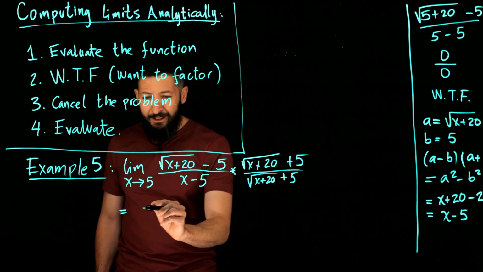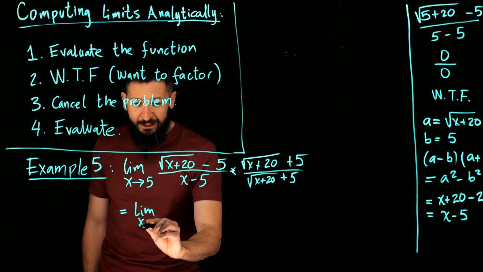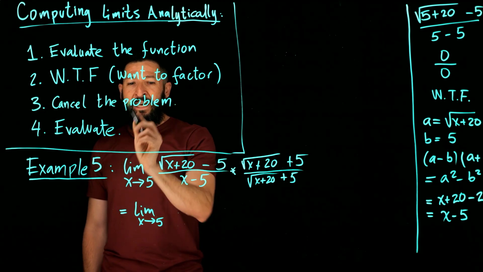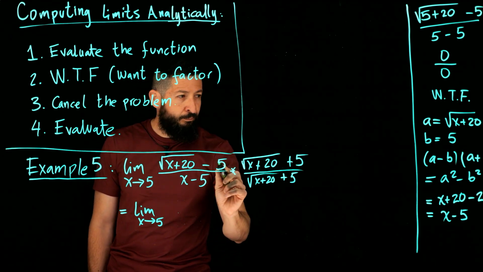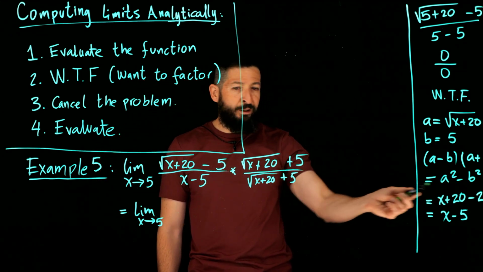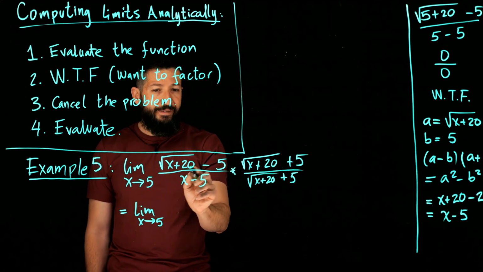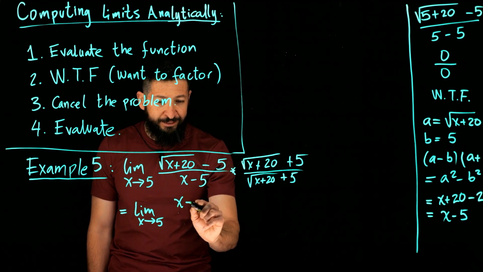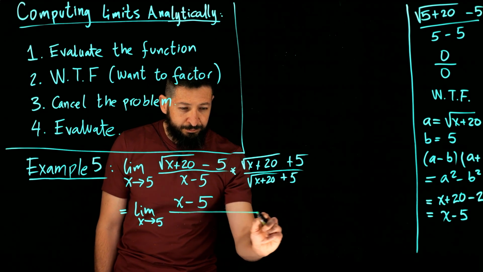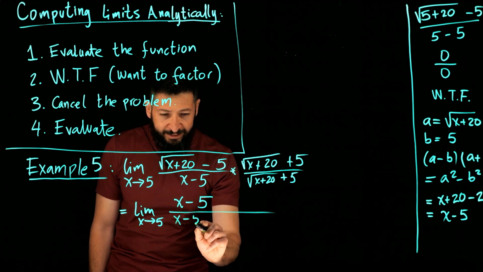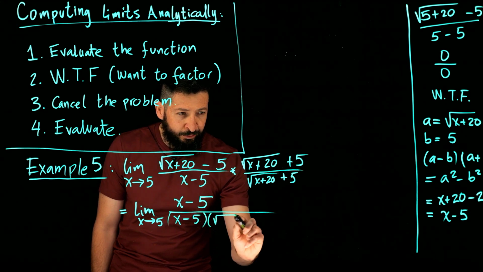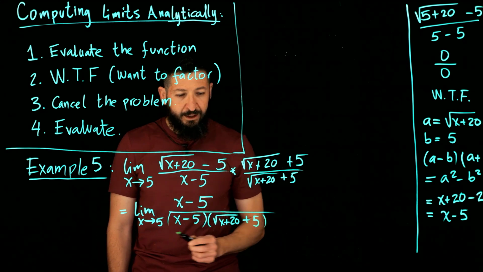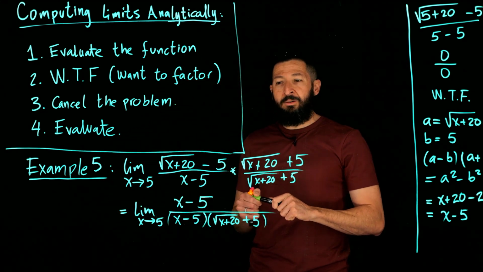So let's plug that in, and you see how, after doing a little bit of algebra, let's call this step 2, we're going to cancel the problem, which is a good thing. So by copying this a squared minus b squared, putting it here, we get the square of the first, x plus 20, minus the square of the second, minus 25, which gave me x minus 5, all over x minus 5 times now the square root of x plus 20 plus 5. And that allows me then to cancel the problem.